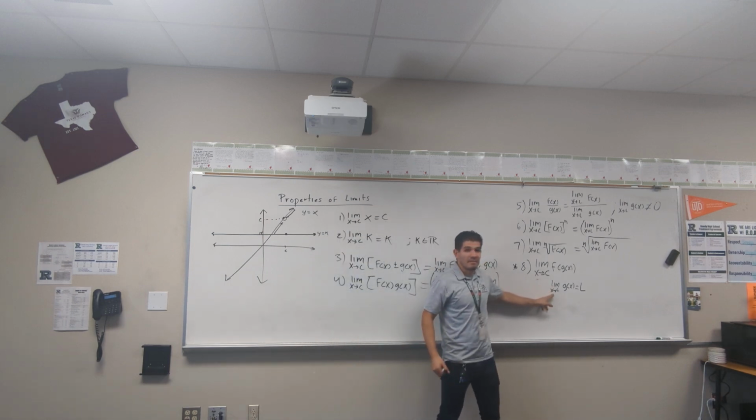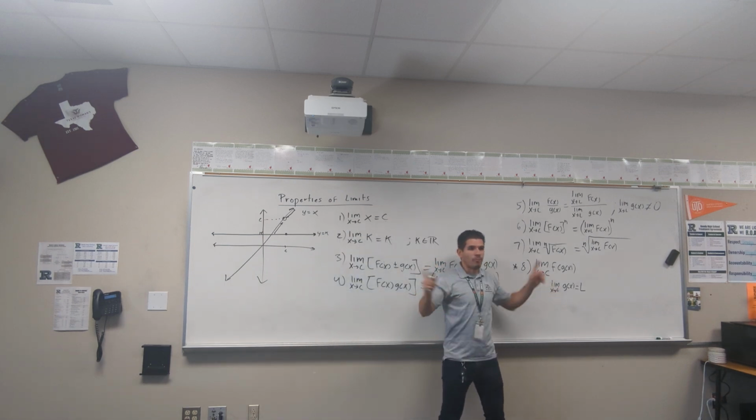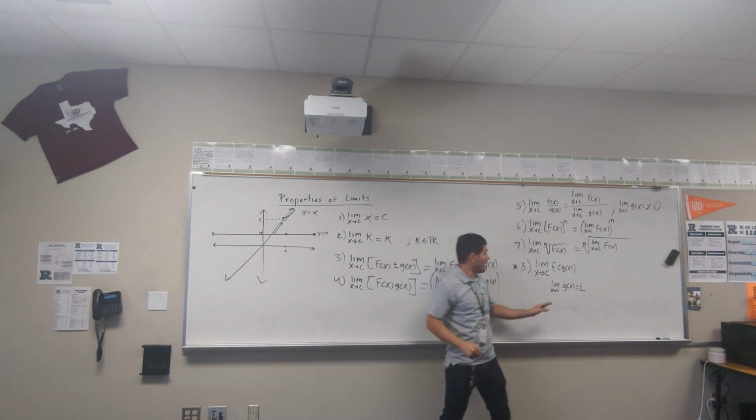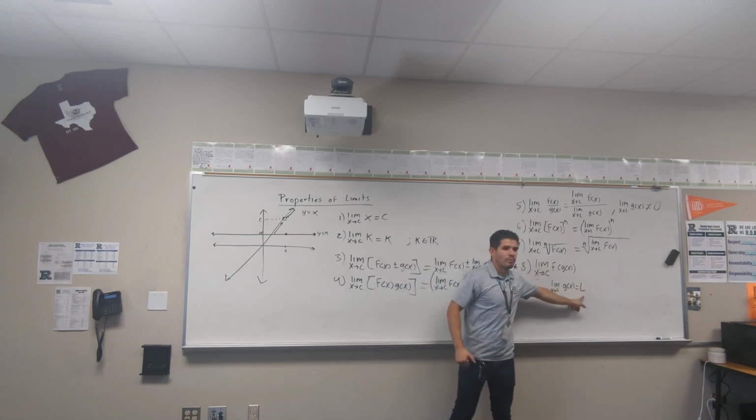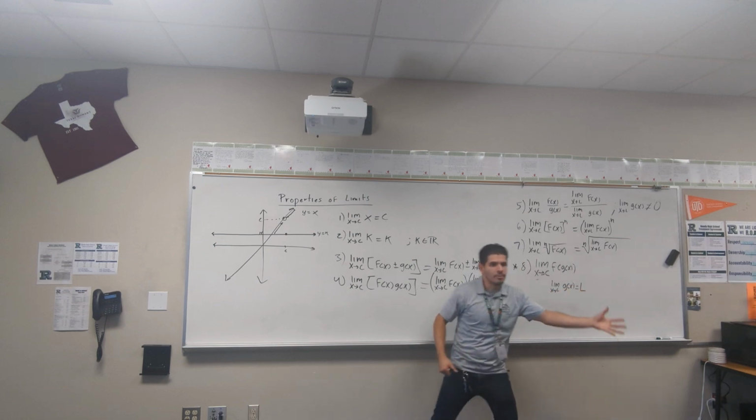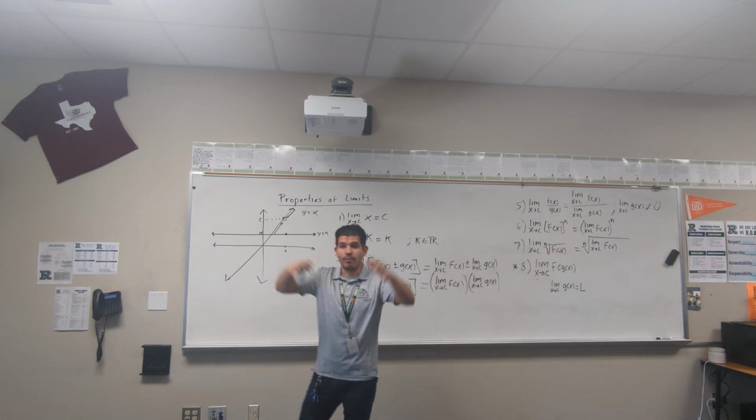I took this limit, I looked at the behavior, it was left and right, you guys with me? And it got me L. That's why I said L, right? This is an output, right? This is a Y value. But isn't this Y value going to become an X value for the F function?